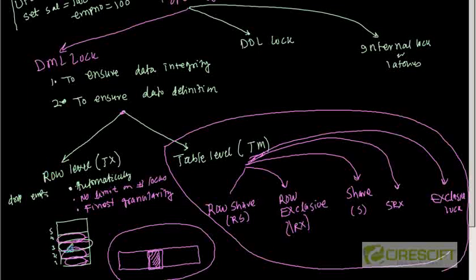One is at row level, which we have already discussed here, and DML locks will have table level locks, which we are discussing right now. So now I'm going to concentrate on table level locks, or this is called TM. As you know, there are 5 different types.